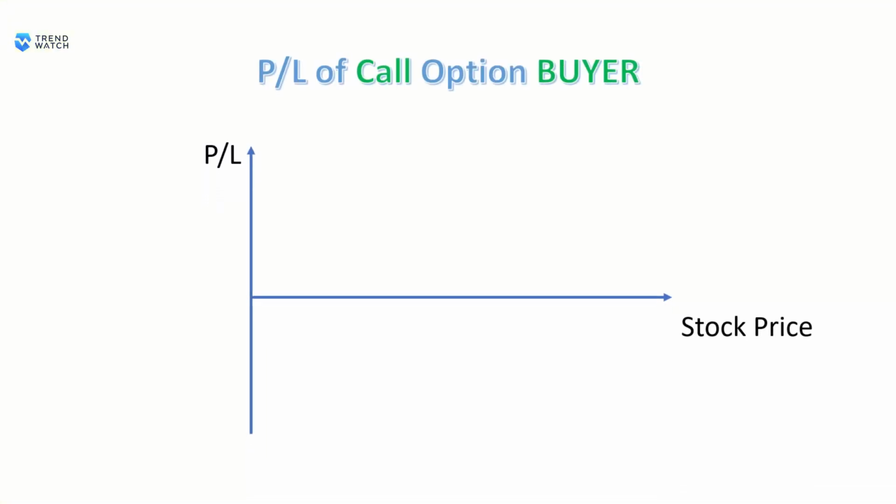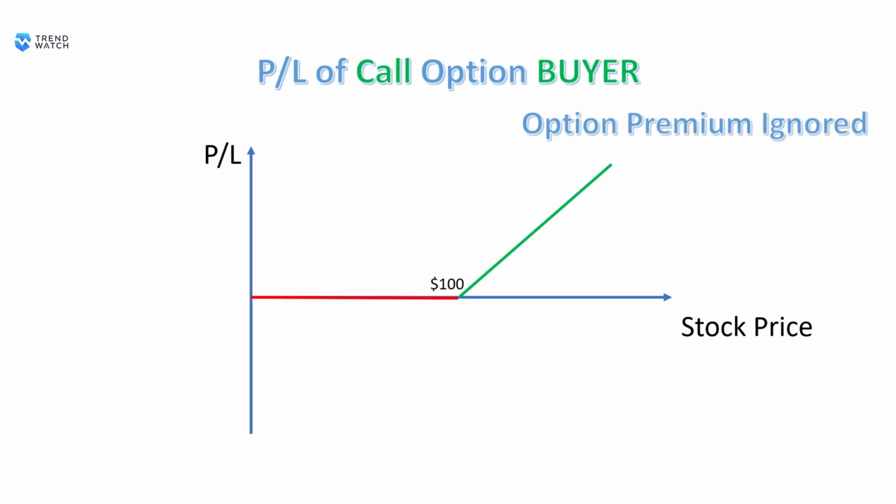We can apply a similar concept to options. This is the expiration profit and loss chart of a call option with a strike price of $100. To simplify the understanding, we will first ignore the option premium from the equation. The lines represent the profit and loss of this option.